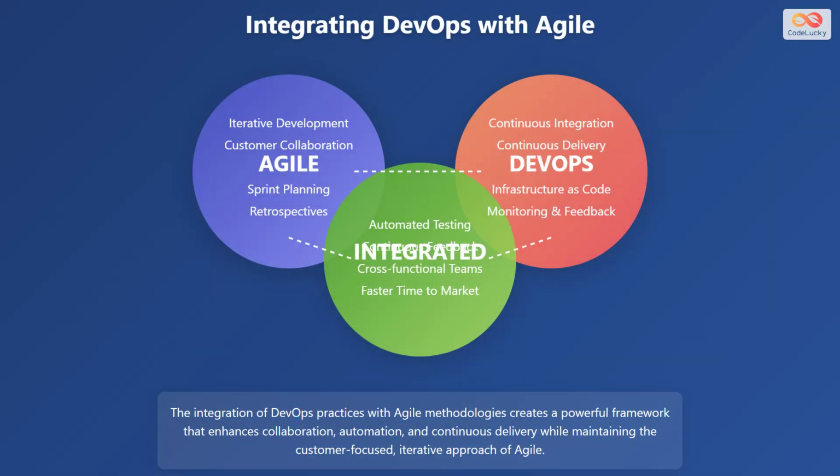The integration of DevOps practices with Agile methodologies creates a powerful framework that enhances collaboration, automation, and continuous delivery, while maintaining the customer-focused, iterative approach of Agile. This diagram illustrates how Agile and DevOps intersect to create an integrated approach. Agile focuses on iterative development, customer collaboration, sprint planning, and retrospectives. DevOps emphasizes continuous integration, continuous delivery, infrastructure as code, and monitoring and feedback. When integrated, these methodologies bring automated testing, continuous feedback, cross-functional teams, and faster time to market. The connecting lines show the synergy between Agile and DevOps, highlighting that they work together to achieve common goals.